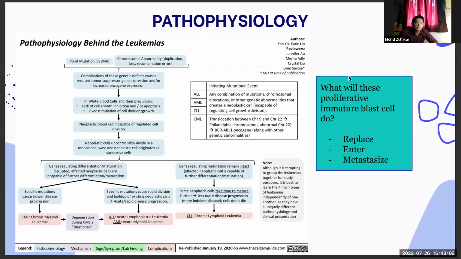And the last one, it will metastasize. So it will metastasize throughout the body and infiltrate organs such as the liver and spleen, whereby infiltration of these organs will lead to hepatosplenomegaly. So next slide.